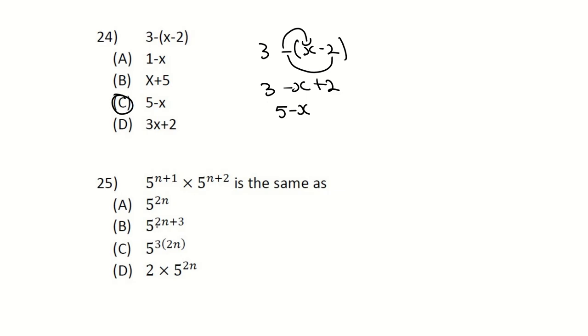This one, they're just asking what is the same as. So we know 5 to the power n plus 1 multiplied by 5 to the power n plus 2. When my bases are the same and I am multiplying, I add my powers. So this would be 5 to the power of n plus 1 plus n plus 2, which would be 5 to the power of 2n plus 3. And that answer would be B.